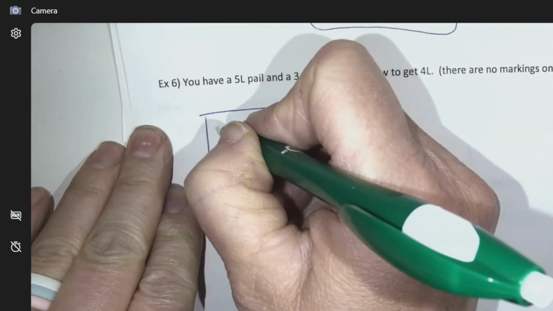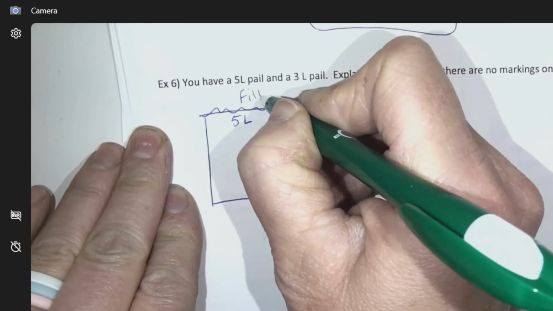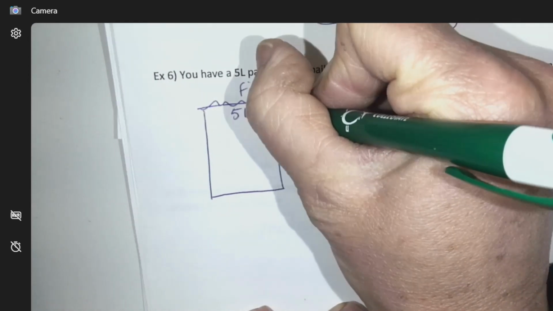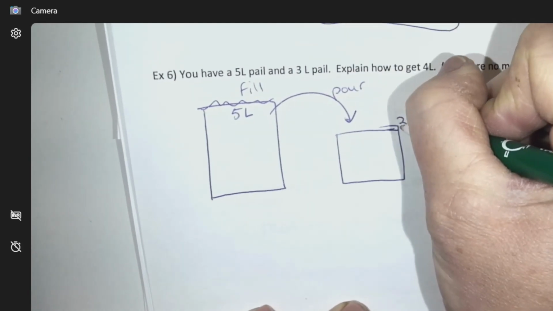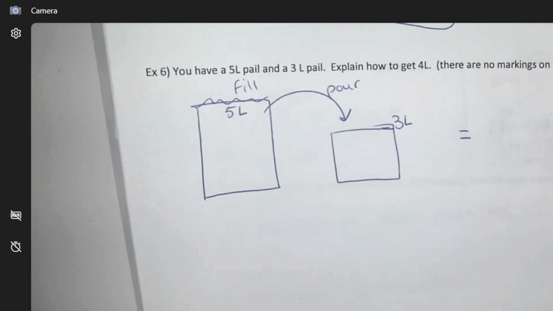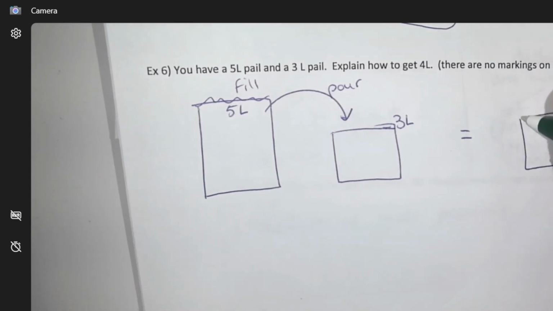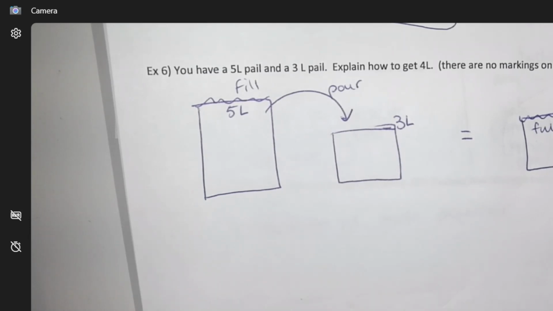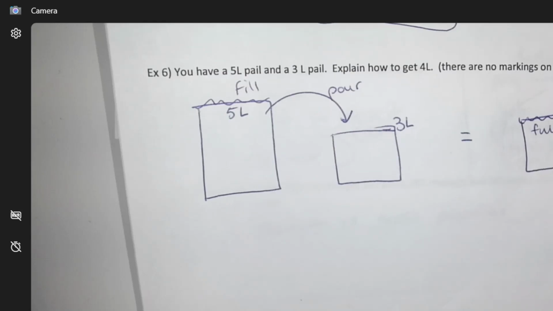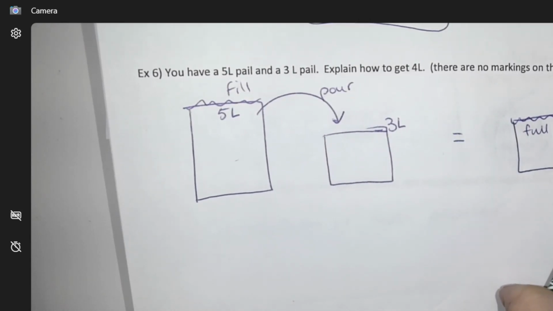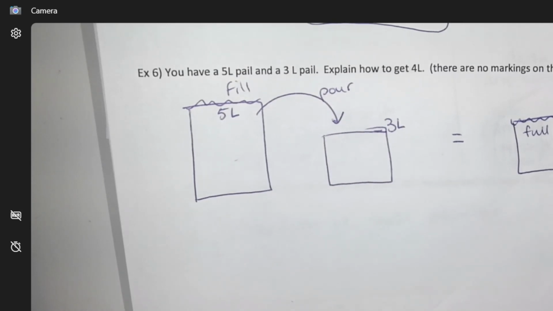Okay, so here we go. I'm going to fill the 5-liter. I'm just going to start by filling up one of them. And I'm going to pour it into the 3-liter. So what's my result? My 3-liter will be full, right? If I pour it into the 3-liter, I can fill the whole 3-liter. What would my 5-liter pail look like? If you took this, filled up the 3, what's going to happen to your 5-liter? You're going to have 2 left in there, right? Because you poured 3 out, so you got 2 left.